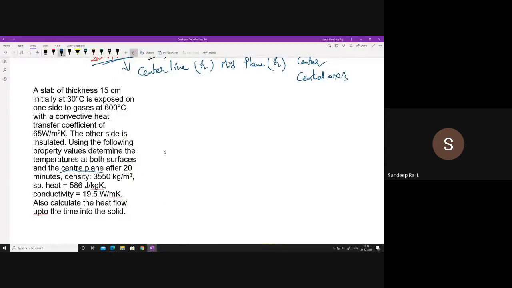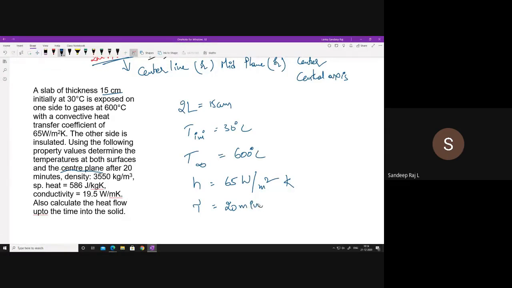Now let's move to what is given here. The slab of thickness 15 centimeters means 2L is given here. It is 15 centimeters. We have to follow the nomenclature of the data book. Then the initial temperature is 30 degrees centigrade, and it is suddenly exposed to the atmosphere of 600 degrees centigrade, and h is equal to 65 watt per meter square Kelvin. The time is 20 minutes. The property values are: density rho is equal to 3550 kg per meter cube, Cp is equal to 586 joule per kg Kelvin.